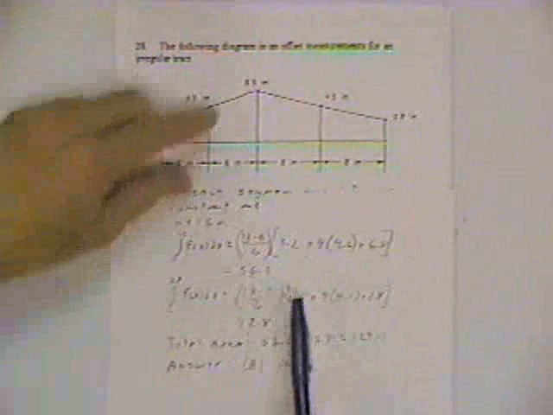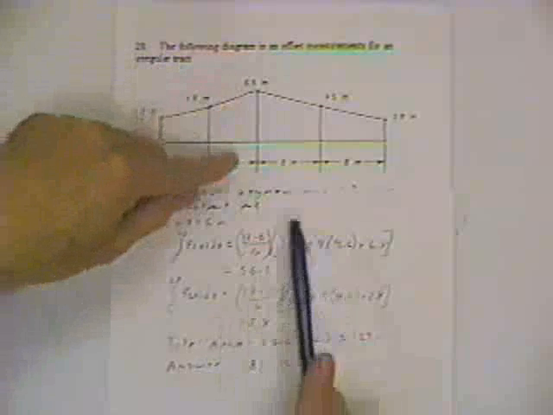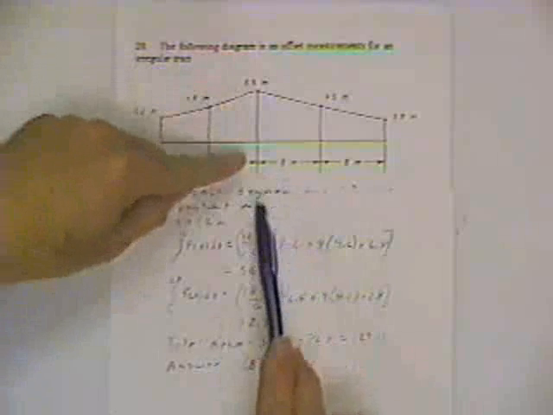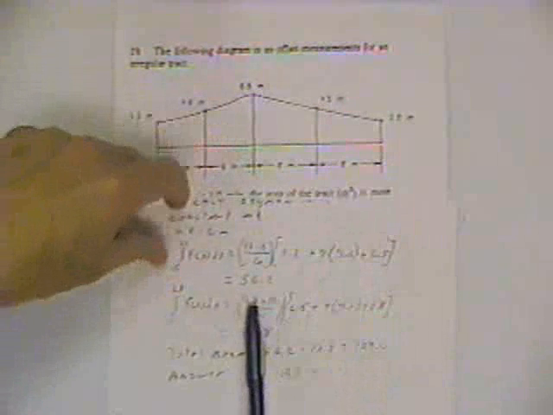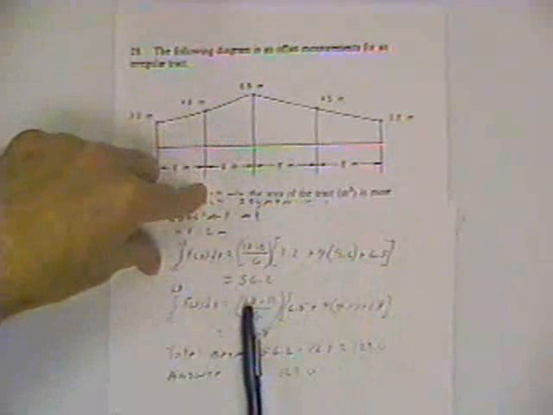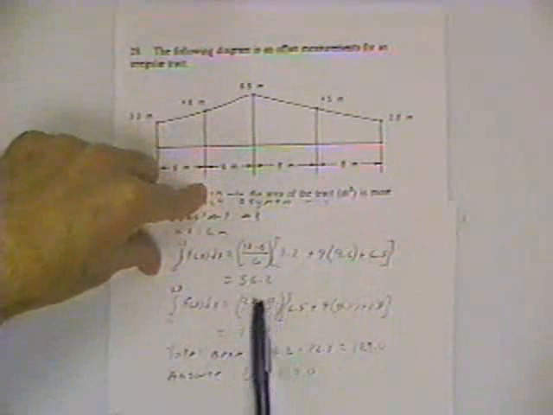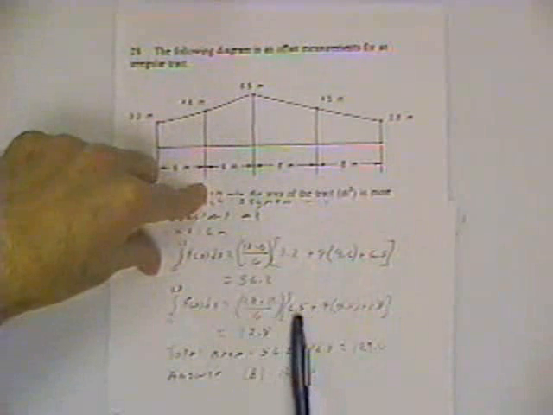Calculate that as 56.2. Then apply Simpson's rule again to the next set of data. So you're going to integrate now from x equal 12 to x equal 28. The range is from a equal 12 to b equal 28. Put b minus a in.